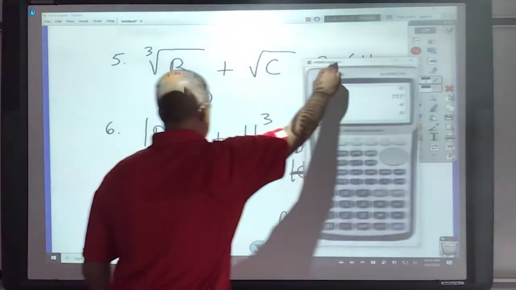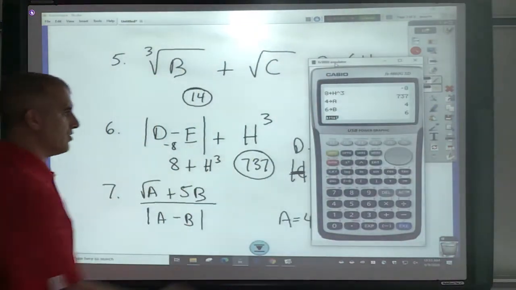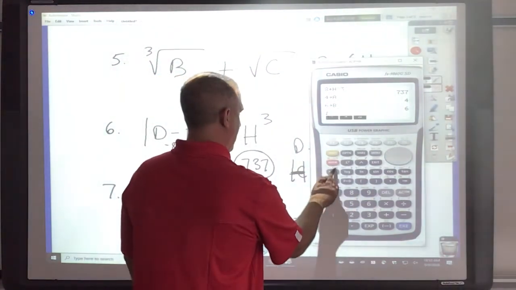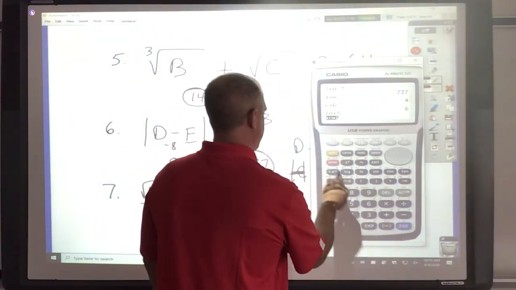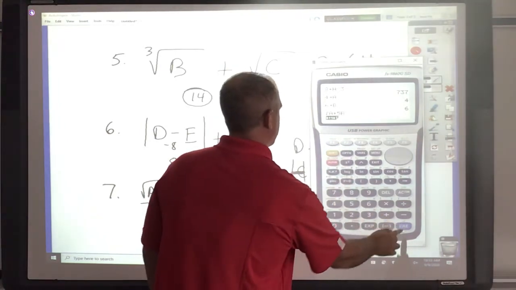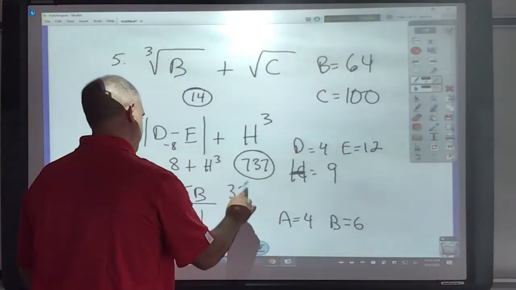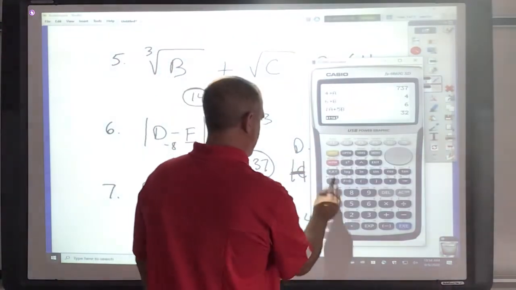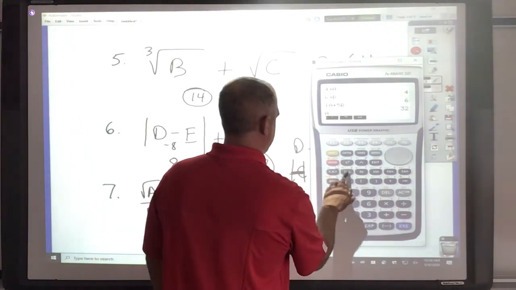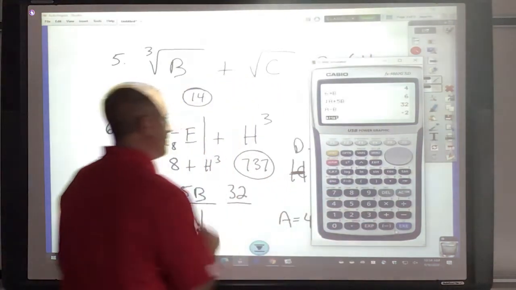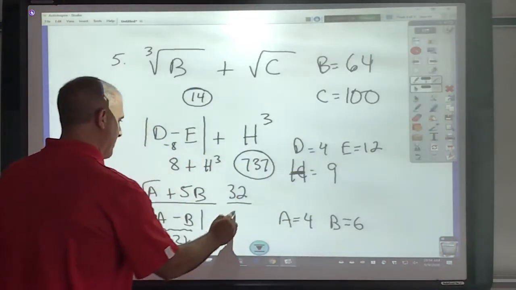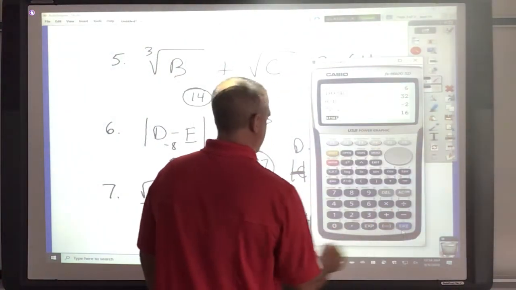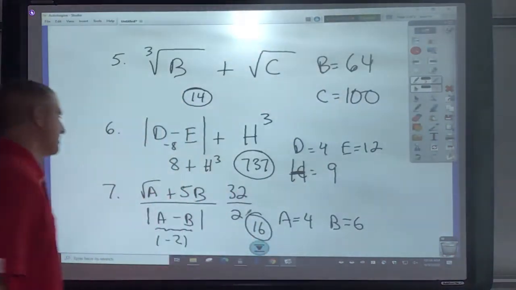Okay, so what I want to do is handle that top part first. So square root, shift x squared, alpha A, plus 5 alpha B. So that top part is 32. I want to handle this part that's inside first. So I'm going to do alpha A minus alpha B. That's -2. What we know about absolute values is it makes it positive. So I got 32 up top divided by 2. It's going to give me 16. So that's how you do that one.